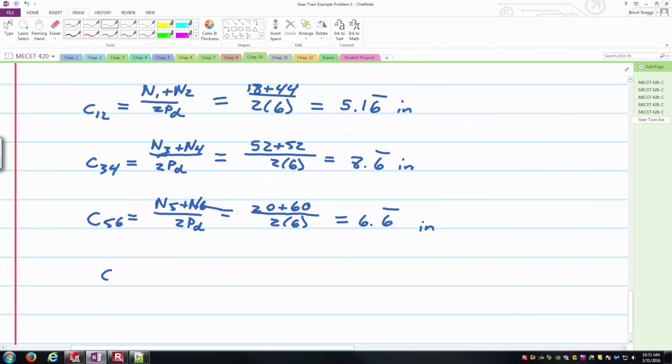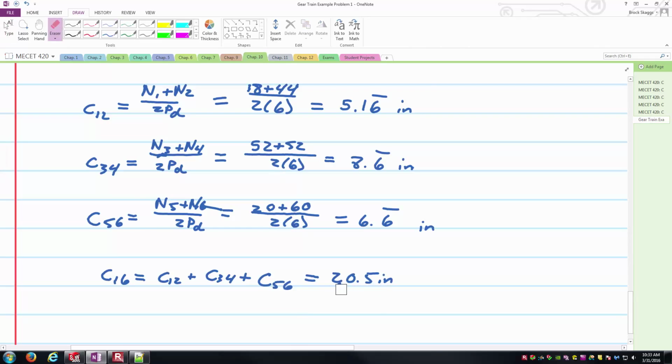Finally, the center distance between shafts 1 and 6 will just be the sum of these. And so I'll just write here, C16 will be C12 plus C34 plus C56. And I'll just enter that into my calculator. And I am arriving at 20.5 inches here as the result there.